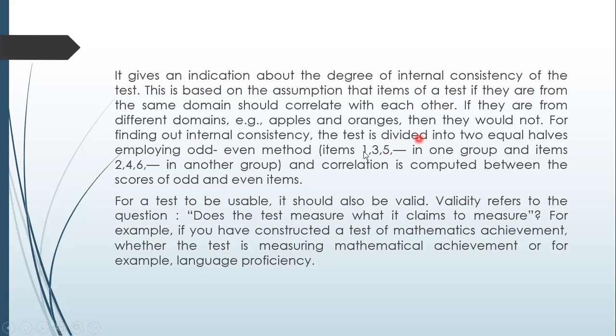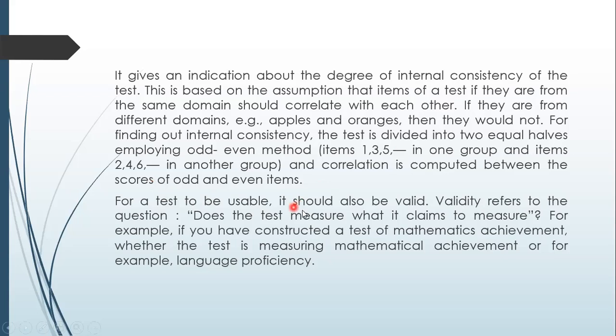Odd items in one group, that is 1, 3, 5, and so on up to 50 if there are 50 items. The even numbers go into another group, and the correlation is computed between the scores of odd and even items. In the earlier method, consistency over a period of time is checked between the test and the retest, and in the second, the split-half, the odd and even methods. Both values should be similar and equal. Then it is called reliability.